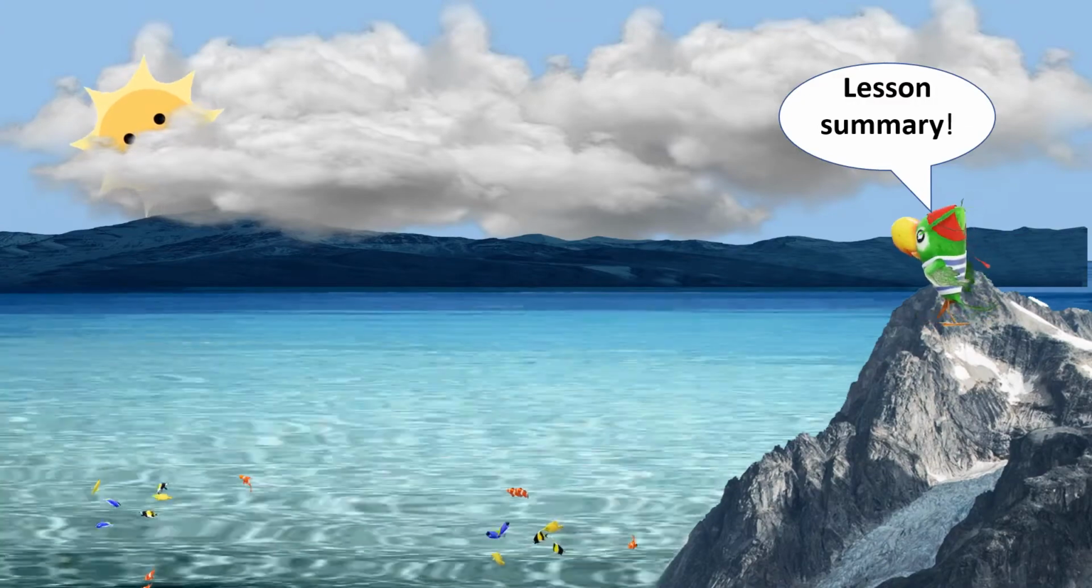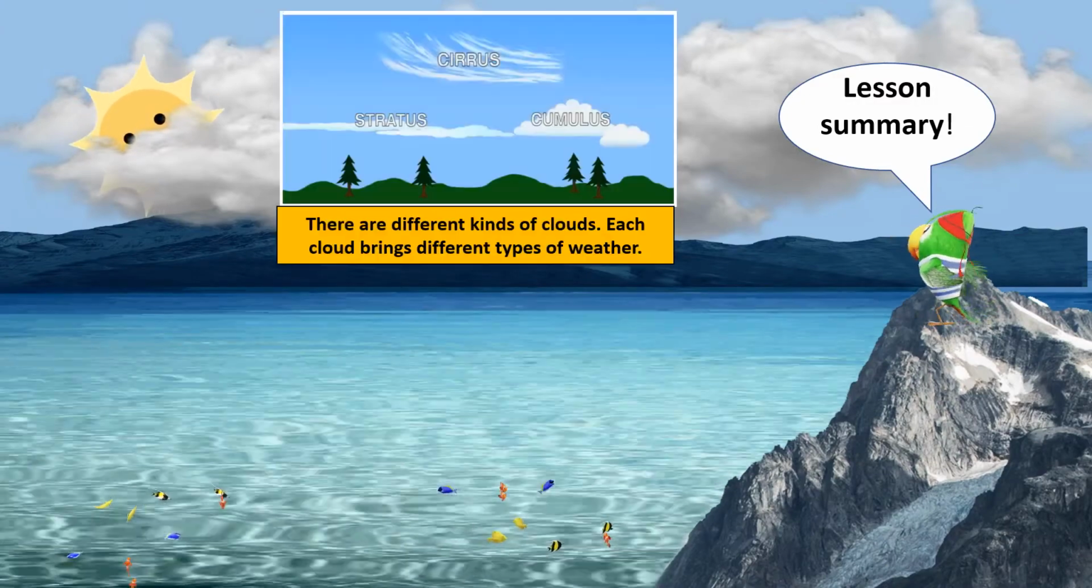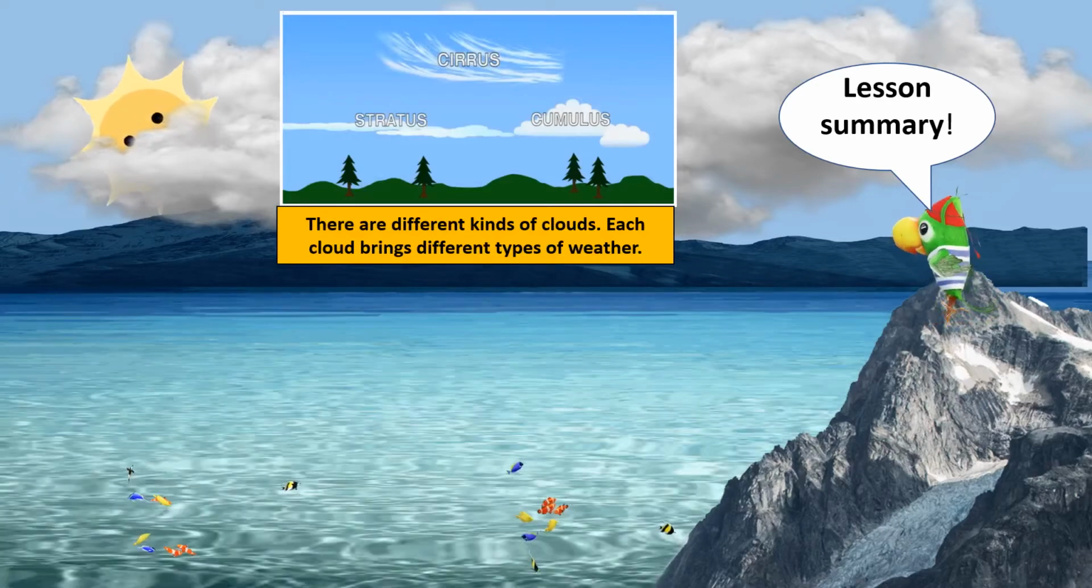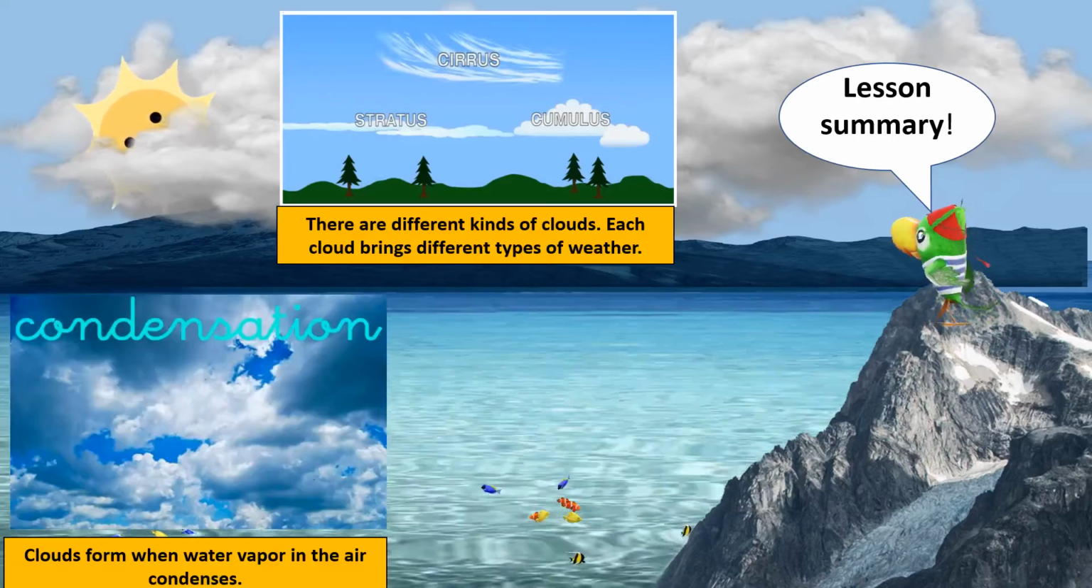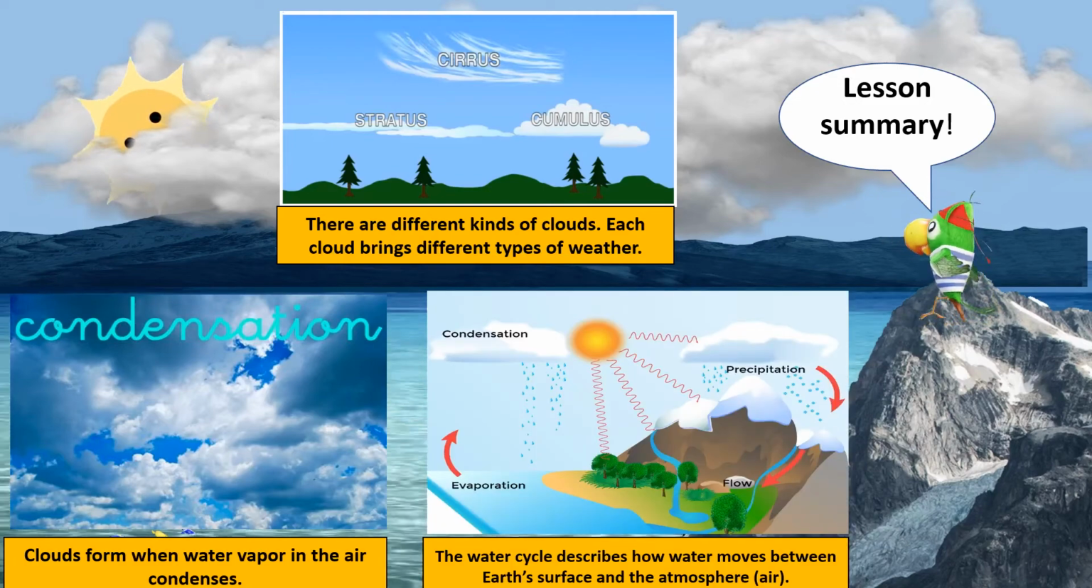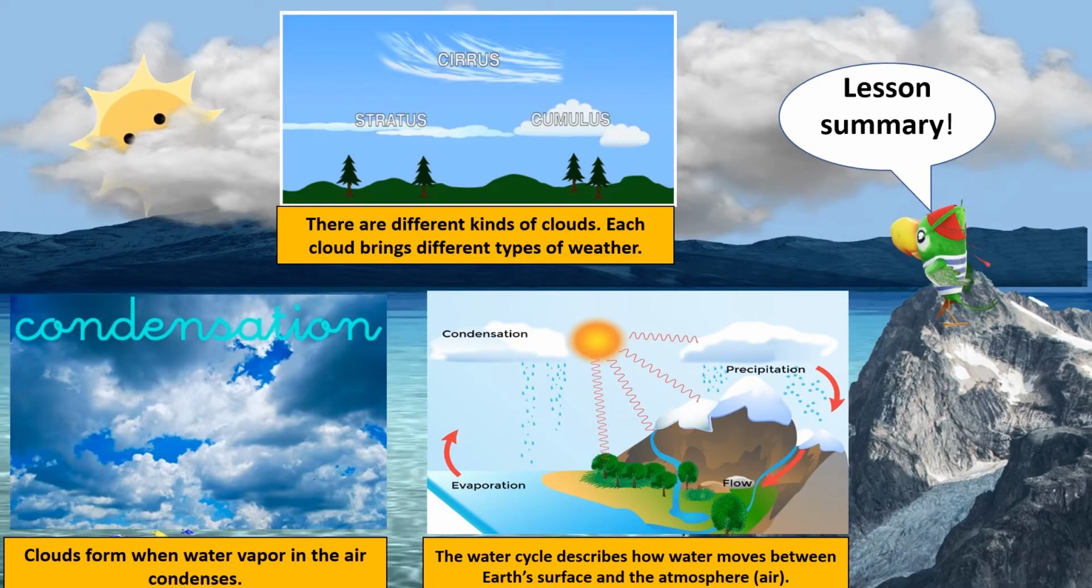Time to sum up today's lesson, Mr. Birdie. There are different kinds of clouds. Each cloud brings different types of weather. Clouds form when water vapor in the air condenses. The water cycle describes how water moves between Earth's surface and the atmosphere.